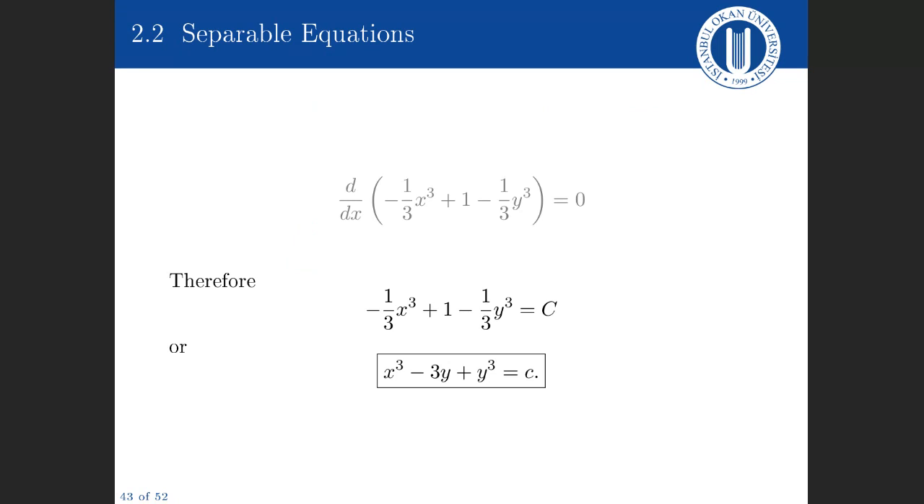Or we can multiply by minus 3 if we want. Change capital C to a new constant, small c, which in this case is minus 3 multiplied by capital C. And we have our solution, x cubed minus 3y plus y cubed is equal to c. We can use this method to solve any separable first order ordinary differential equation.